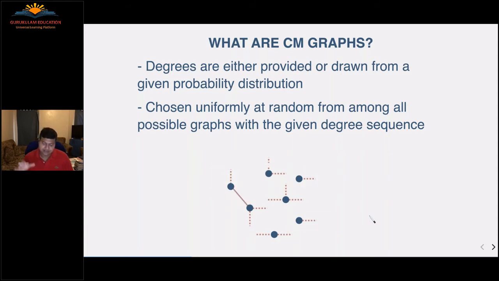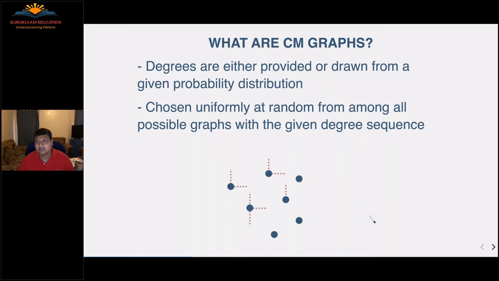So what you do now is you take two of those half edges uniformly at random, match them up, and that forms an edge. So kind of like what you see here. Okay, and you continue this process until you have exhausted all the half edges. So there is no more half edge, and that's when the graph is completed. Okay, so like this. So that's my configuration model network.